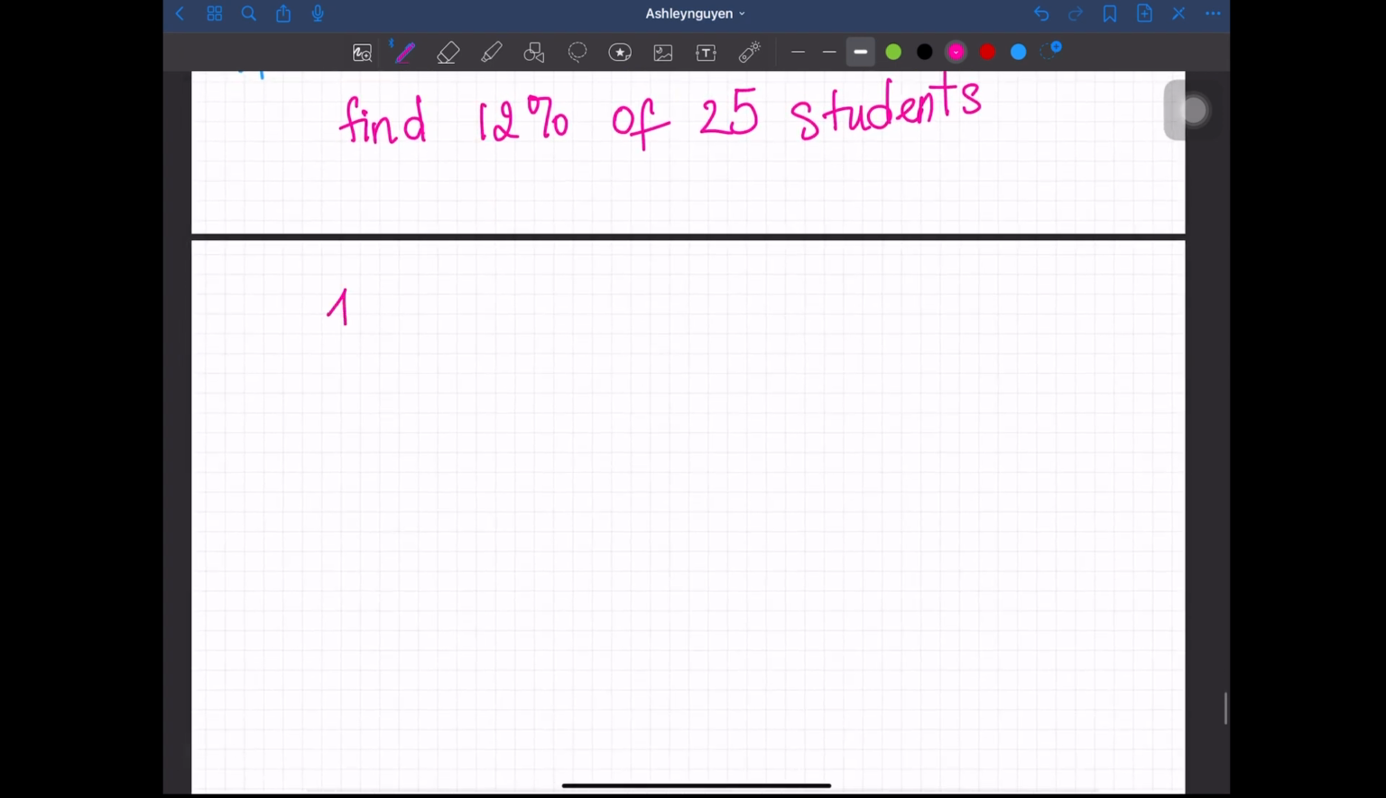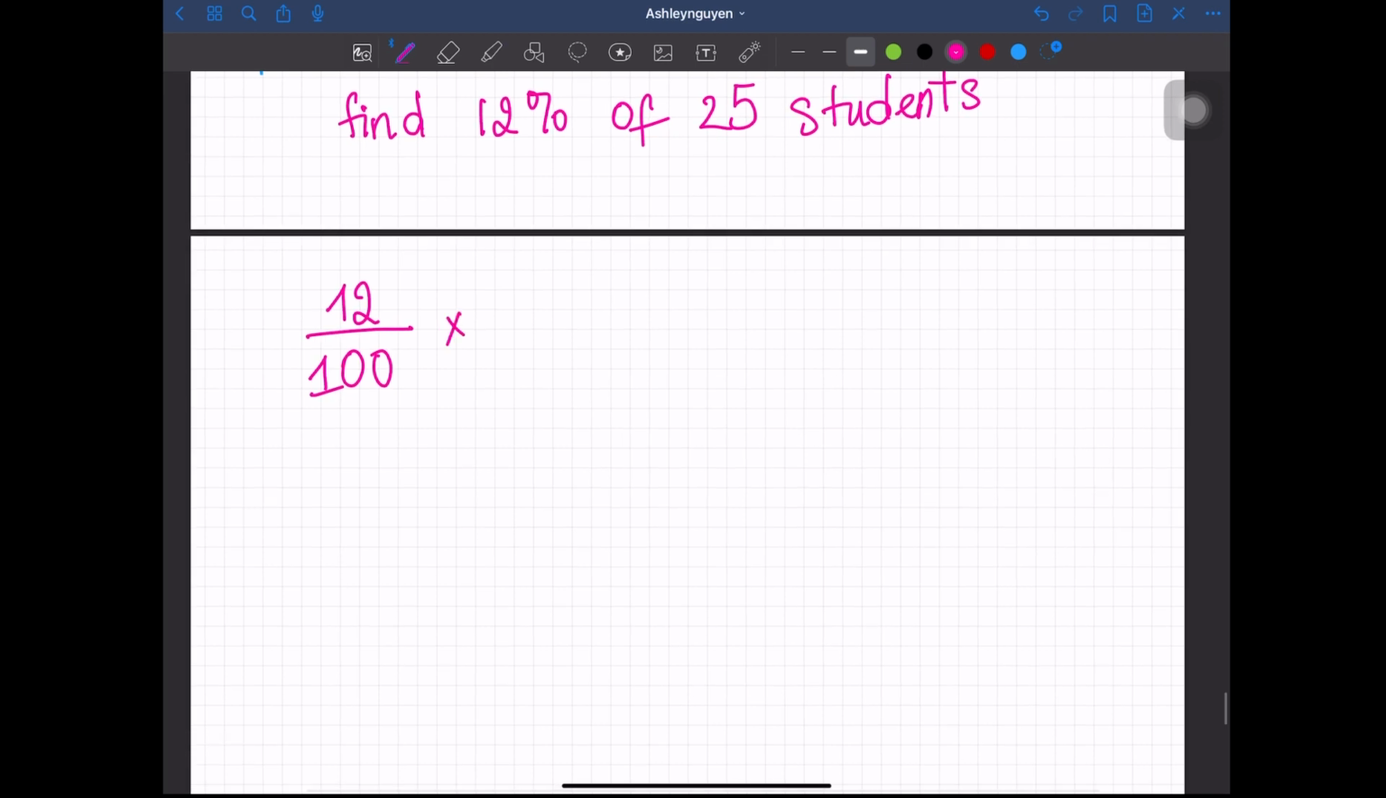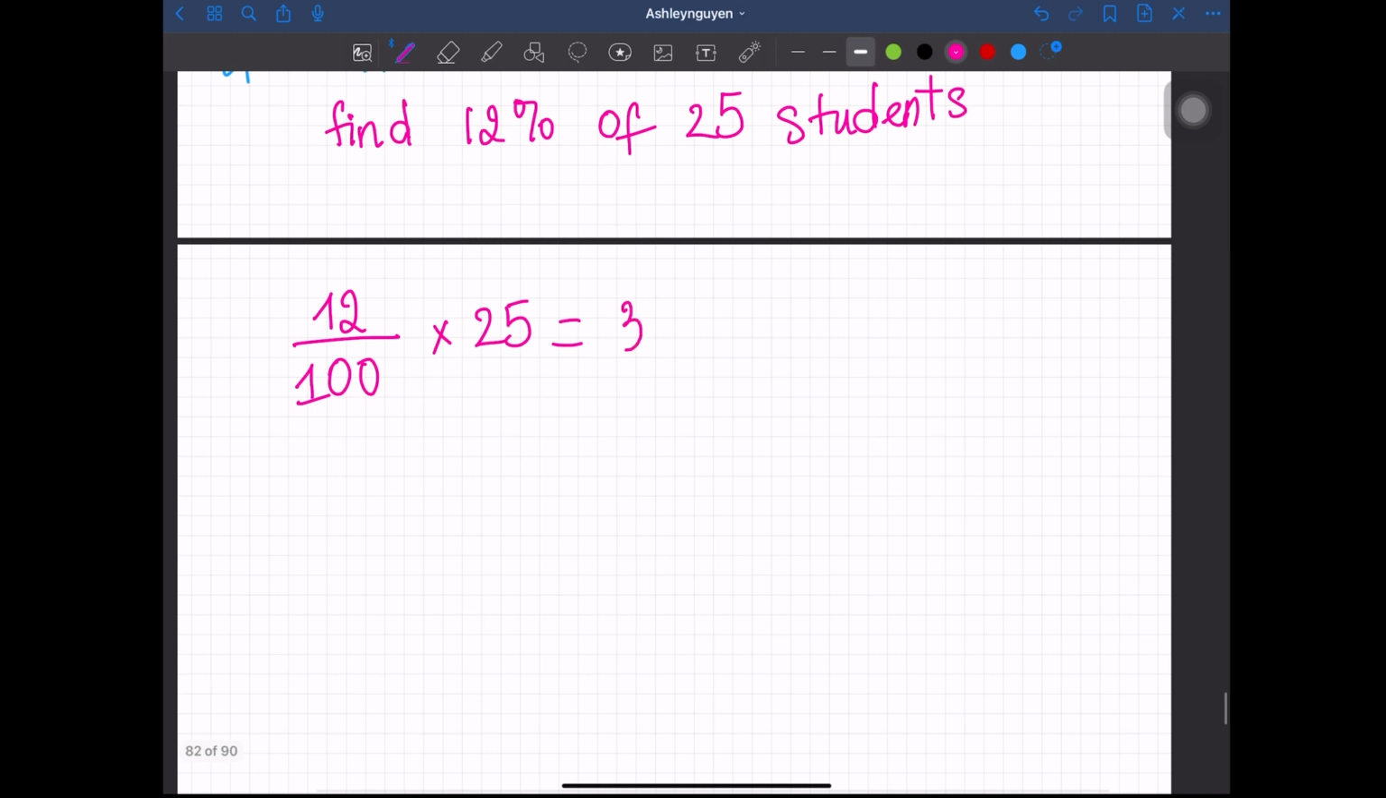We need to take the percentage and divide by 100. You will have the fraction or the decimal, multiply by the total number of students. This is equal to 3 students. As I said before, it is really important to interpret your answer. In here, we can say that there are 3 students who obtained an A+ in this class.